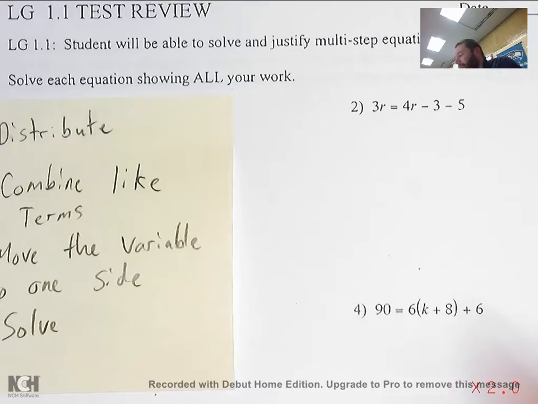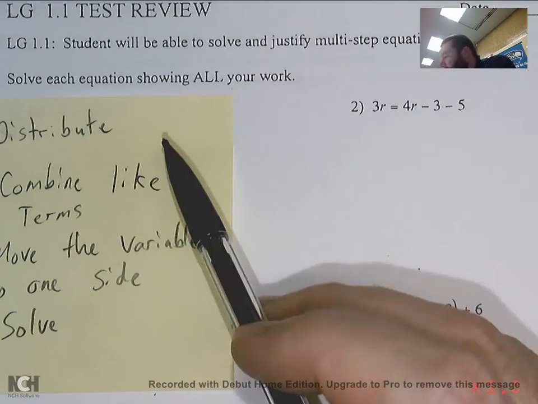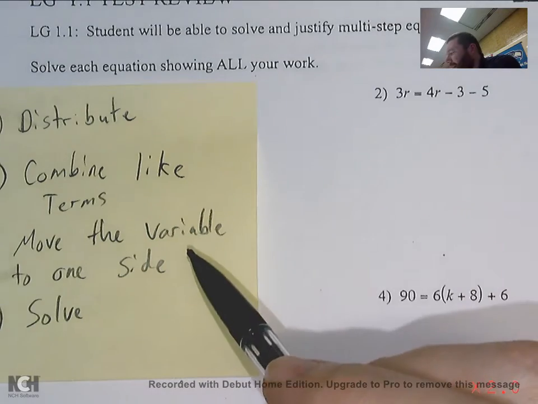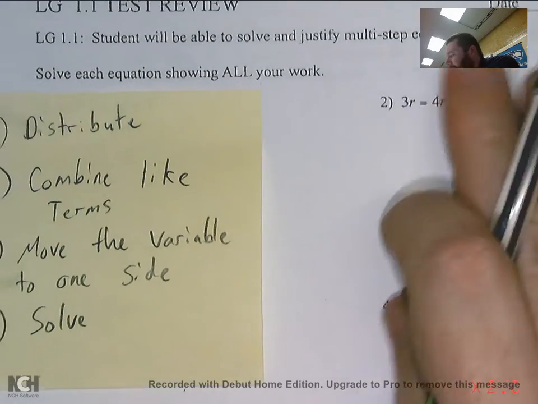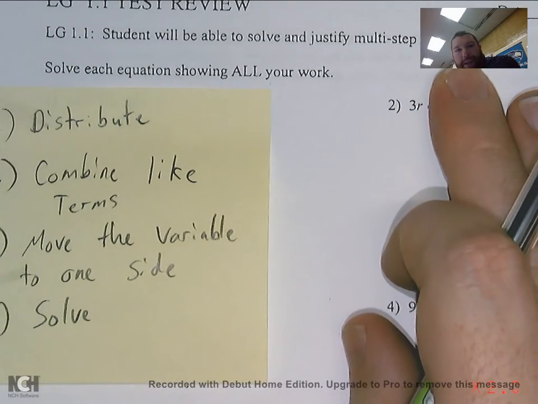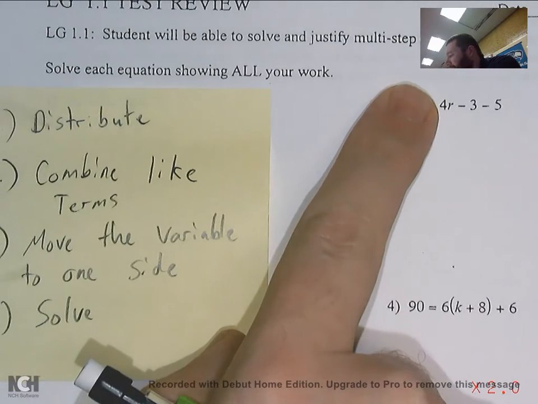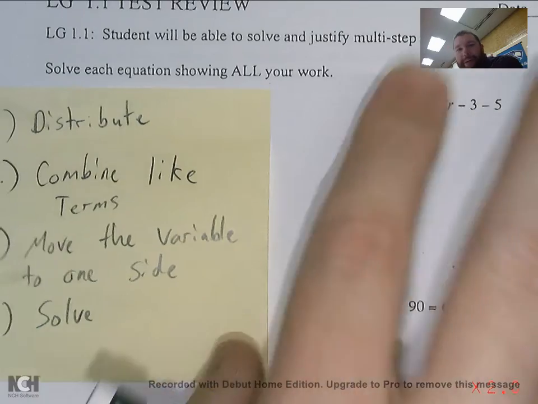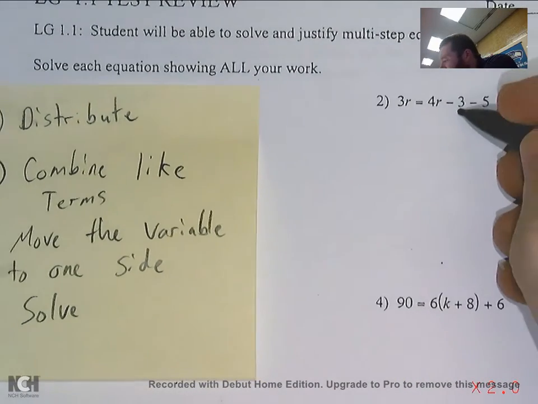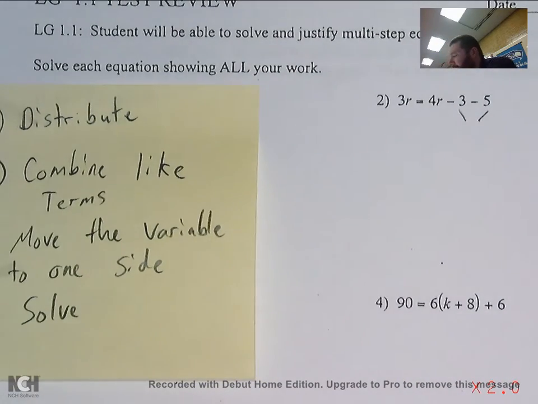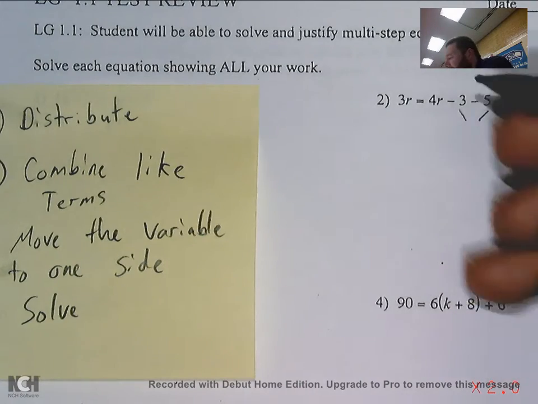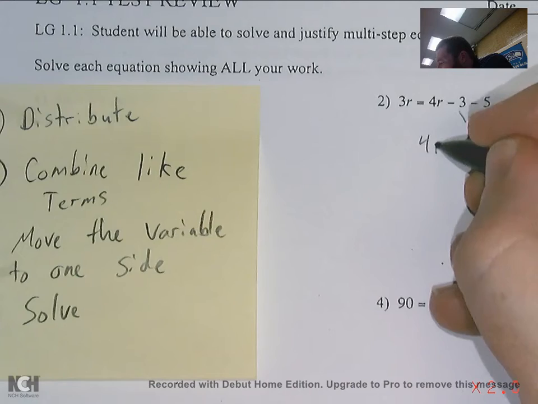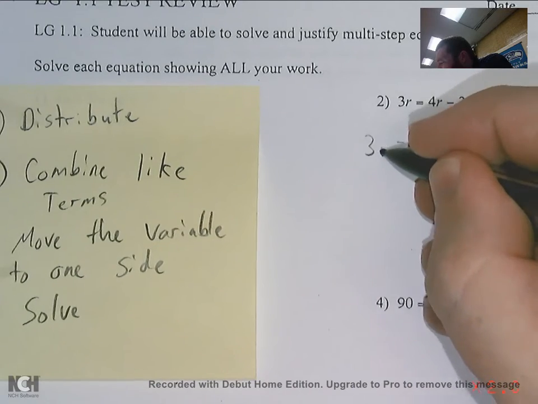So looking at number 2, again, we're going to look to distribute first if we can. No parentheses, so nothing like that. Combine like terms. Well, there's only that term on that side, right? On this side, I have a -3 and a -5 that I can combine. So if I combine a -3 and a -5, -3 minus 5 would be -8. Okay, and then I still have the 4r is equal to 3r.